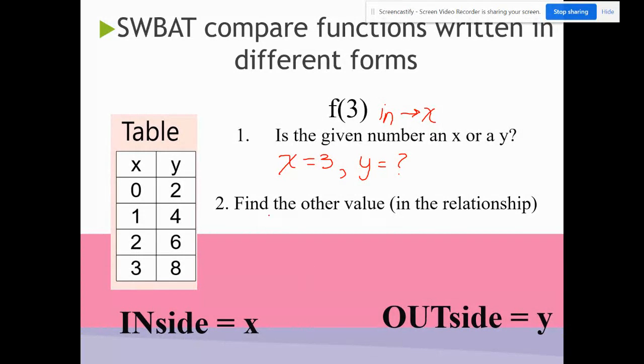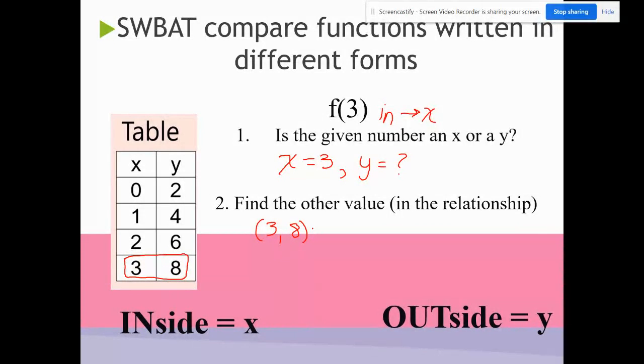So we're going to use this table to figure out the other value in the relationship. I'm going to see if I have an x is 3 on the table. So let's go to the table and see if we have a 3 on the x side right here. The table tells me who 3 is in a relationship with. It tells me that 3 is in a relationship with 8. I don't need to do any math. It says it directly on the table what the relationship is.